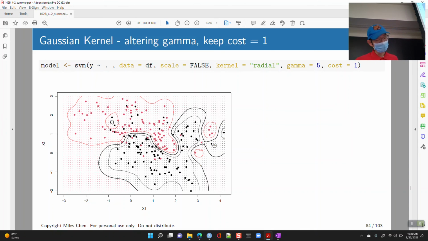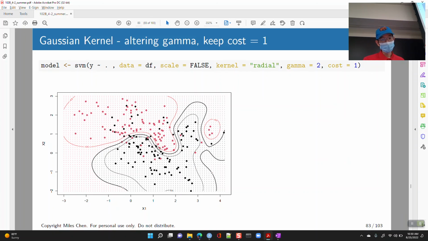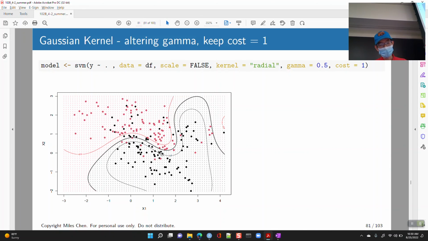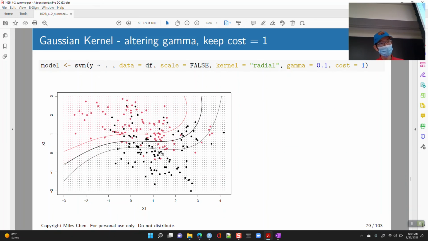With lower gamma, we're getting something that separates that, and this is actually still doing a decent job of respecting the red dots encroaching on the black points over here. Whereas with the lower gamma, it says this is kind of the best boundary I can do.